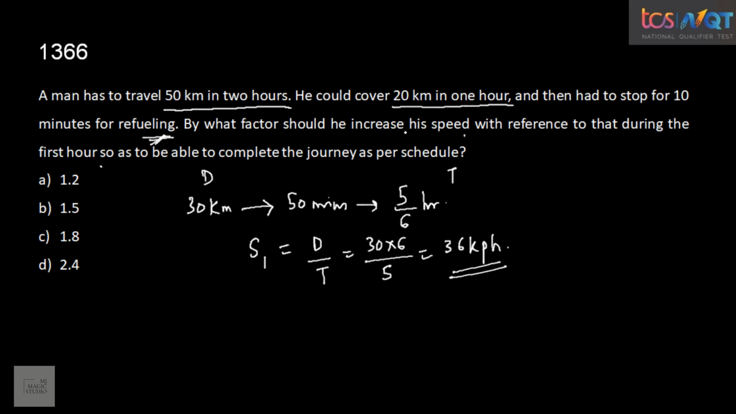So the question asks by what factor should he increase? That means we are looking for S1 by S. S1 is 36. S was the initial speed, the speed in the first hour, that is 20. 36 by 20 is 1.8. He needs to increase his speed by 1.8 times the previous hour speed so that he can complete the journey as per the schedule. Answer is 1.8, that is in option C.